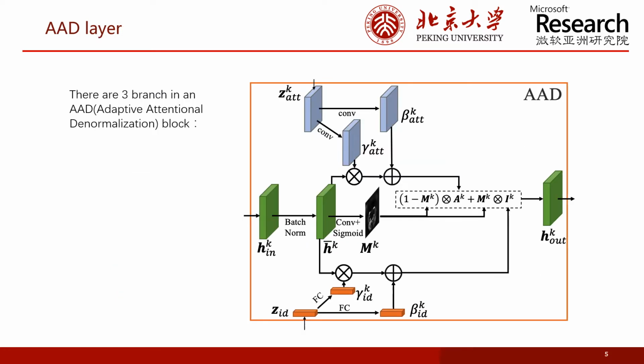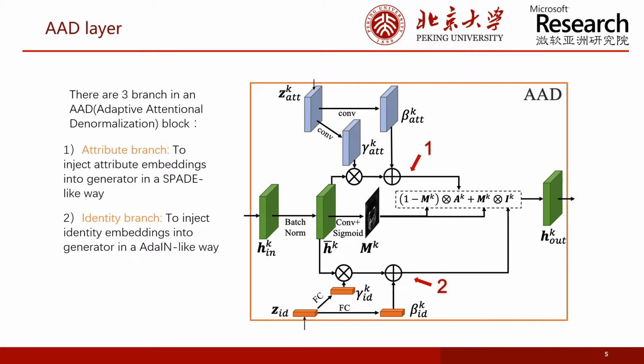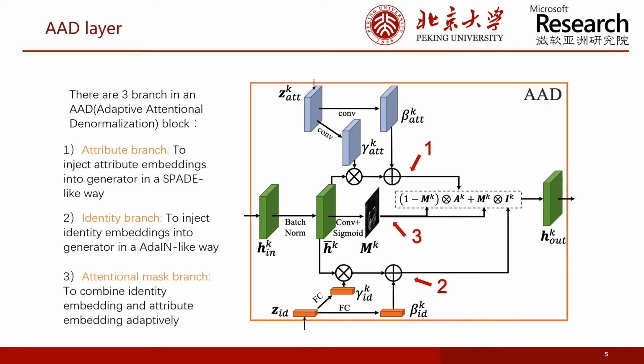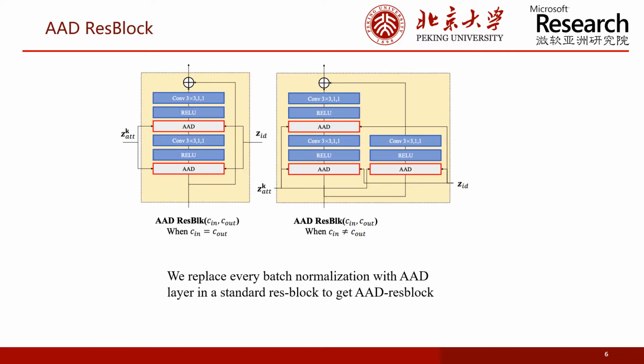The AAD layer is made of 3 parallel branches. First, in the attribute branch, it uses a SPADE-like way for attribute integration. Second, it uses an AdaIN-like way for identity integration. Moreover, it also learns a mask to adaptively adjust the effective regions of the identity embedding and the attribute embedding.